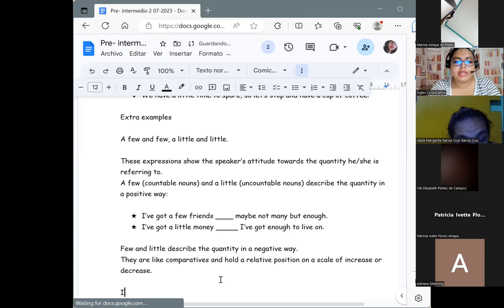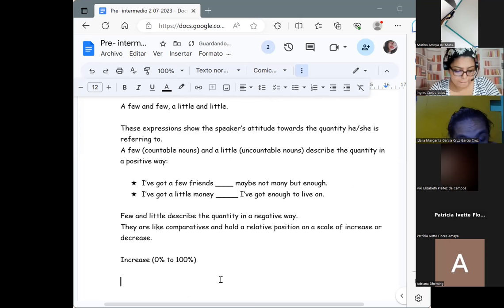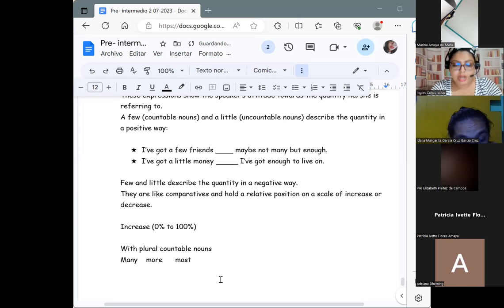And in this case, we have increase, o sea que sube, from 0 to 100. And we have with plural countable nouns: many, more, and most. Then we have with uncountable nouns.